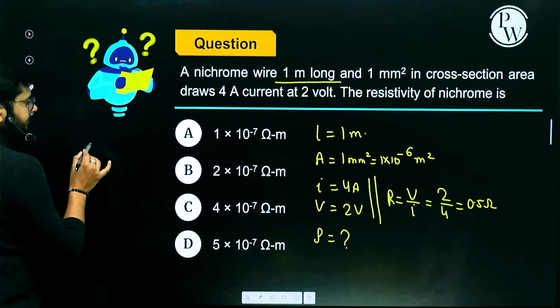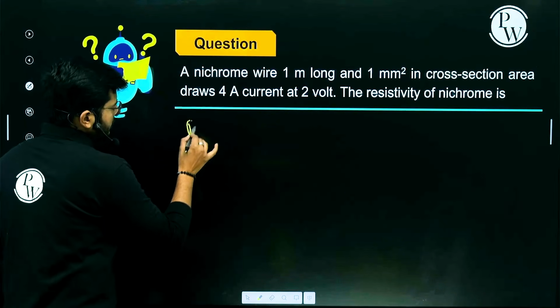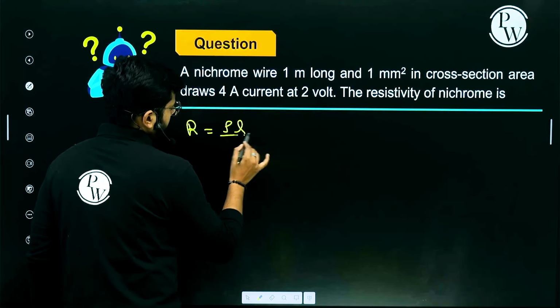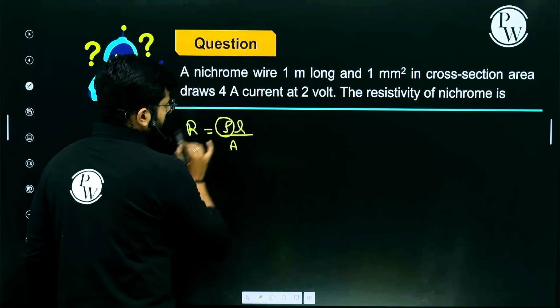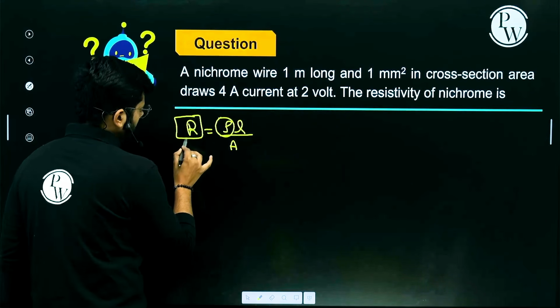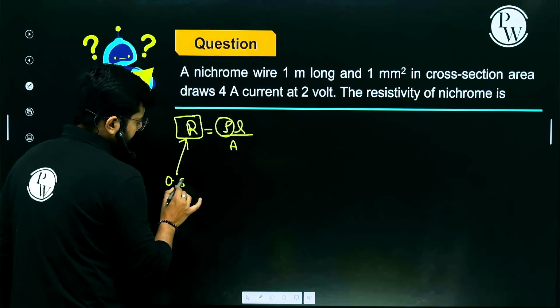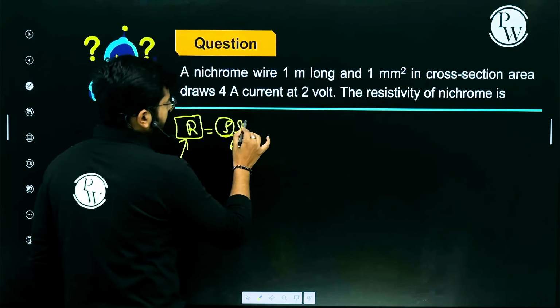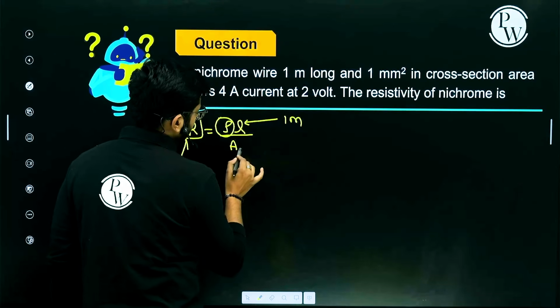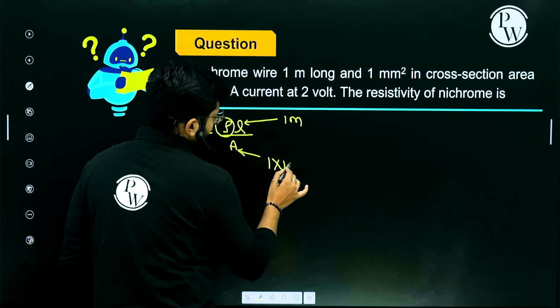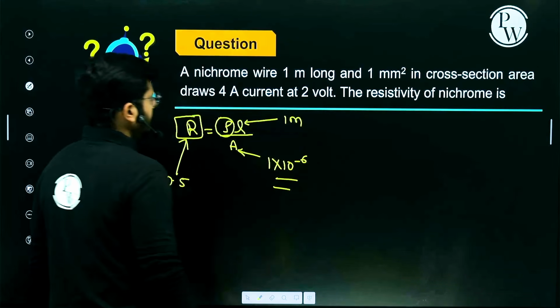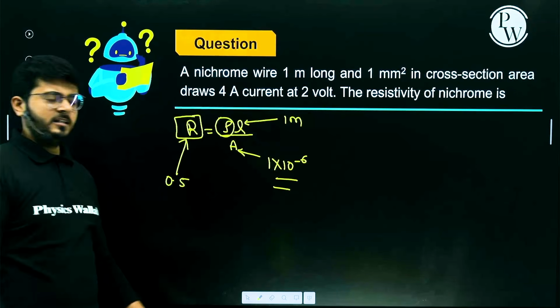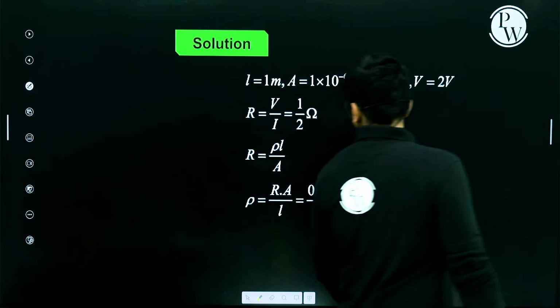Now you know that R equals rho L upon A, right? You have to find the value of rho. Resistance you have already calculated. It is 0.5, V by I. Length is already given, 1 meter. And area of cross section is 1 mm square, which is this, right? You just have to find the value of rho. This you can easily find, right?